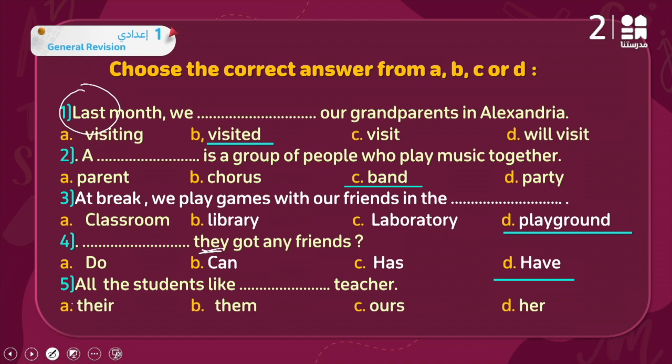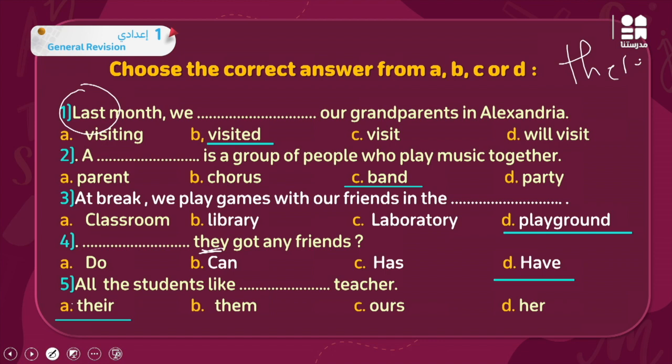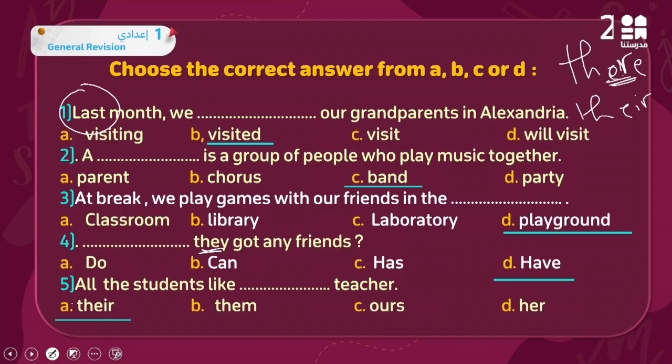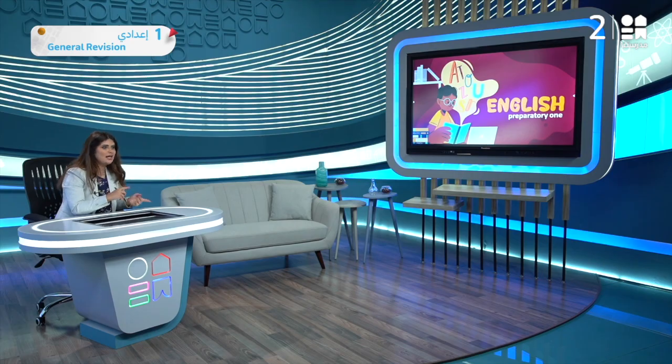Number five, all the students like space teacher. So here, what is the suitable word? Can you guess? Yes, definitely it's their. And let me tell you that there is a difference between here, there and their. Because there, T-H-E-R-E, refers to a place, like over there. But their as a possessive adjective, for possession, I put T-H-E-I-R. So this is the difference between there, E-R-E, and their, E-I-R. Bear in mind this because it's a common mistake.